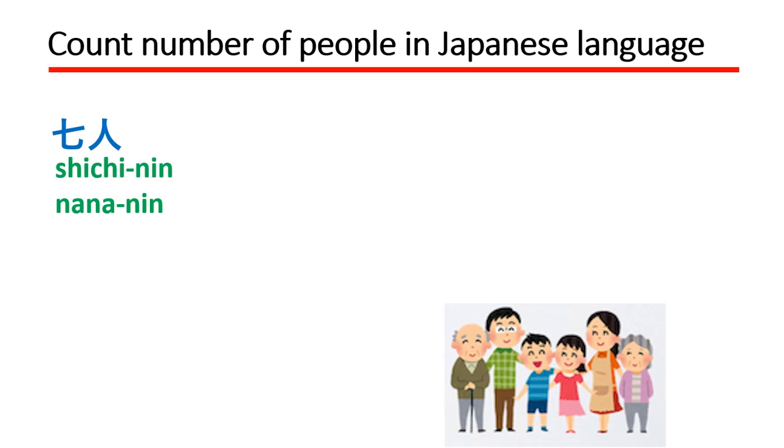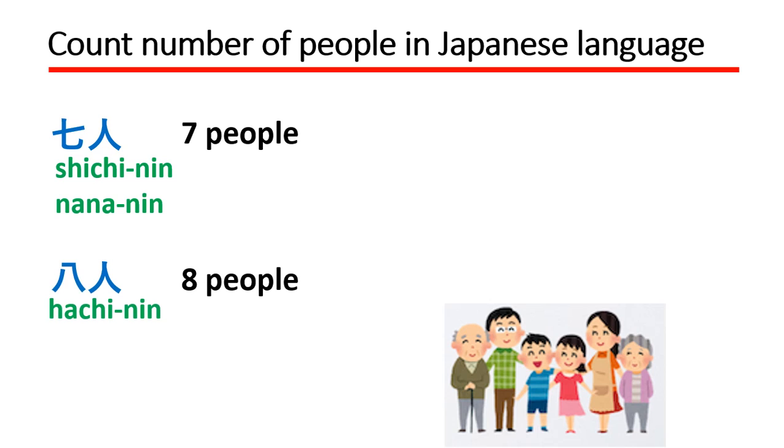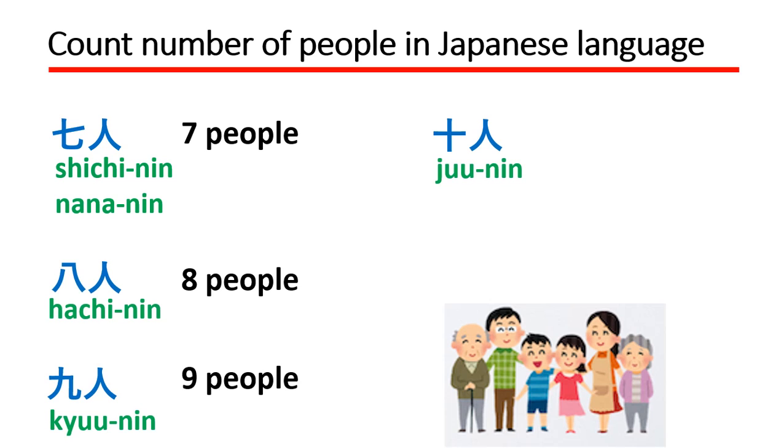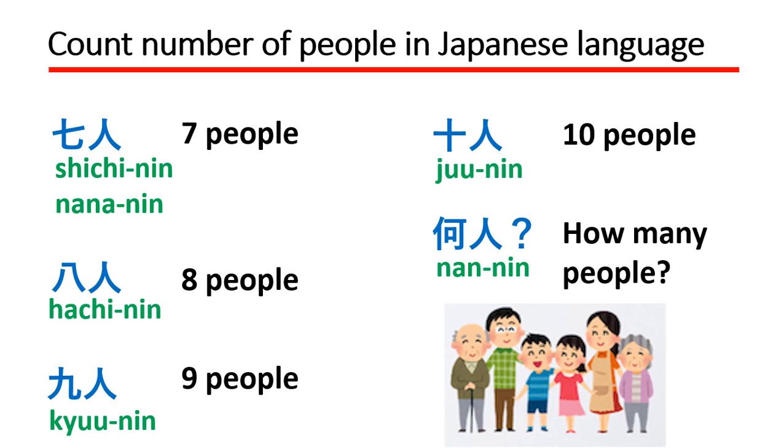Next, shichinin or nananin, which means seven people. For seven people, you can say two sounds, shichinin or nananin, which have the same meaning. Hachinin, eight people. Kyunin, nine people. Junin, 10 people. And if you want to say how many people, you say nanin.